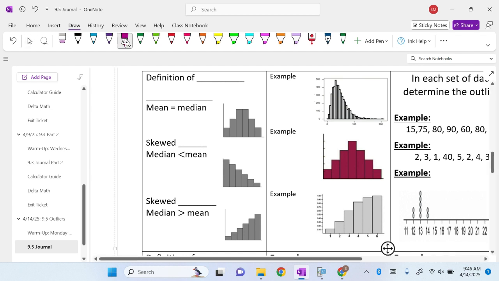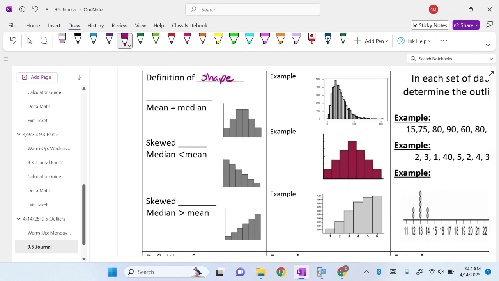So when we're talking about shape, the definition of shape is basically we're looking at whether it's approximately normal, whether it's skewed right or skewed left. And I'm going to explain what that means.